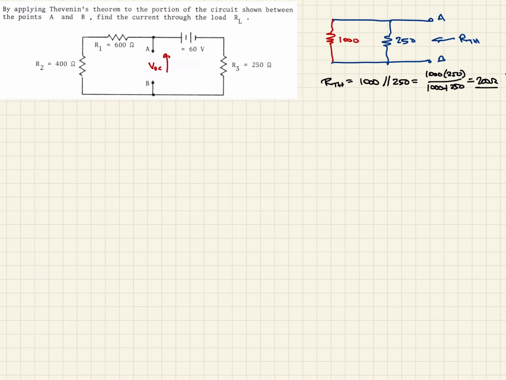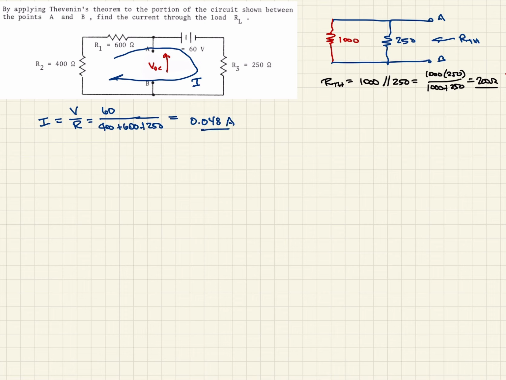So to do that, though, we're going to define this current that's traveling around this loop. We'll just call that I for now. And so we can determine what I is just from Ohm's law, and that's voltage over resistance. And so in this case, the only voltage we have is 60 volts. And then the resistances, we have 400 all in series plus 600 plus 250. And so when we calculate that out, that comes to 0.048 amps.